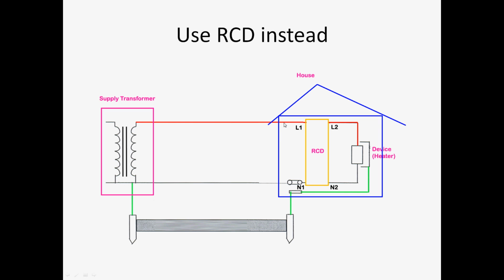You can see that L1 and L2 are the points. L1 is the point where the incoming line is connected. L2 is where the outgoing line is connected. N1 is where the incoming neutral is connected. N2 is where the outgoing neutral is connected to the heater.